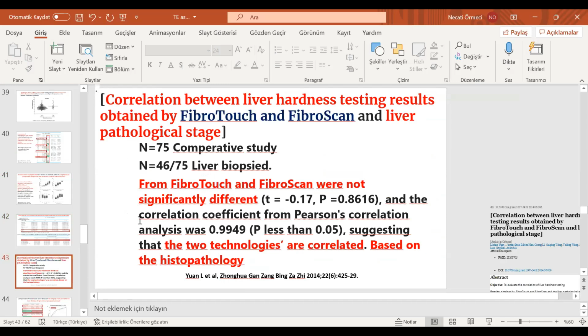There are several articles about correlation and comparison of FibroTouch and FibroScan for liver pathological stages. In one cooperative study of 75 patients, almost 46 were performed over biopsy, and FibroTouch and FibroScan were not significantly different. The two technologies are correlated with each other based on histopathology.